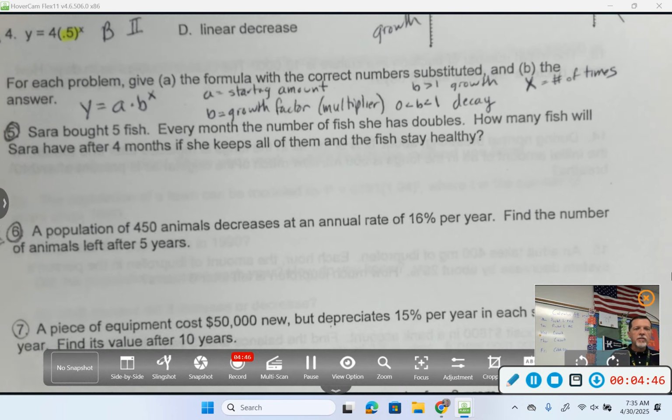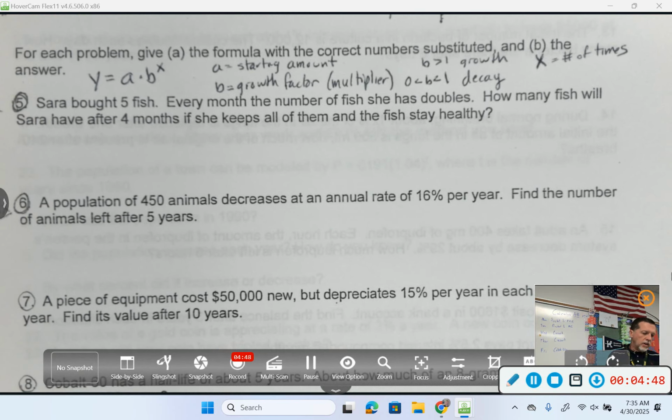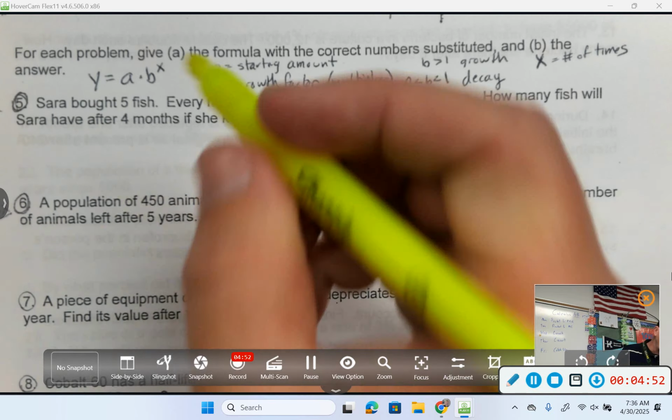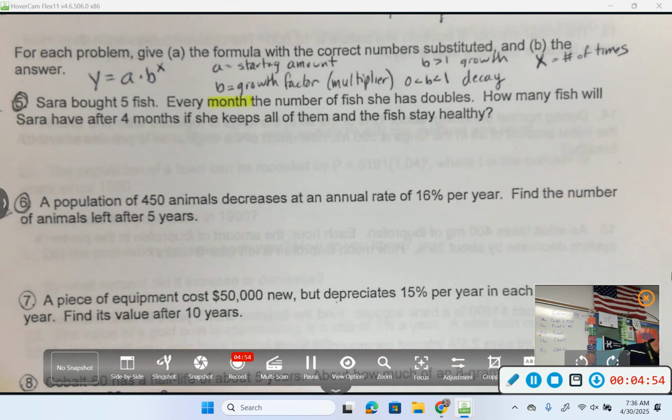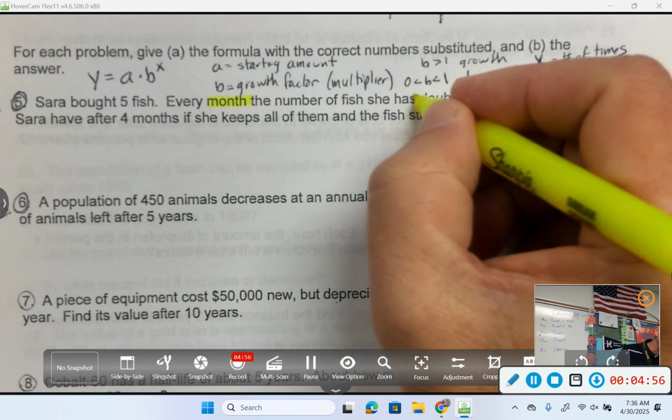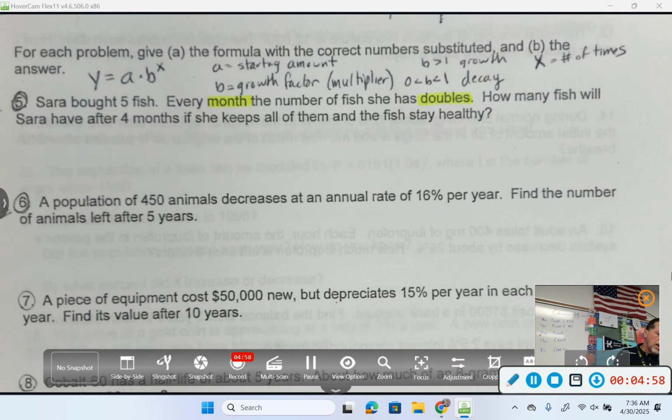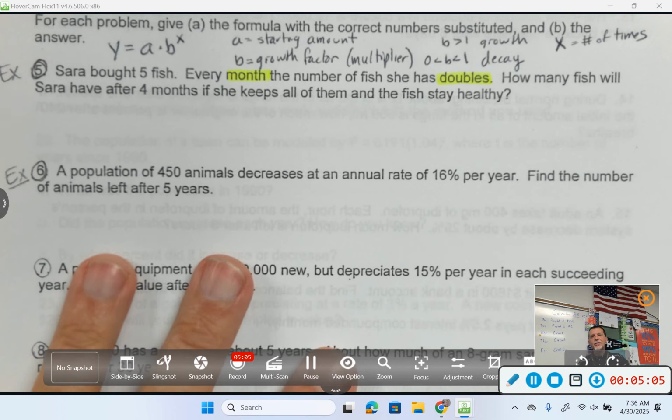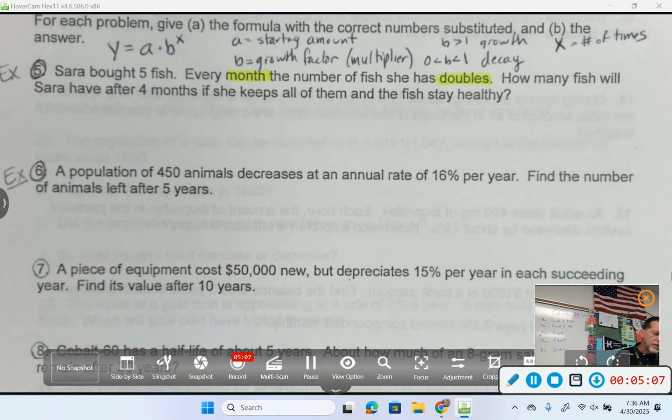Okay, so let's try number 5. Sarah bought 5 fish. Every month, that sounds important, every month, the number of fish she has doubles. How many fish will Sarah have after 4 months if she keeps all of them and the fish stay healthy? Right, so we're assuming they don't die here.